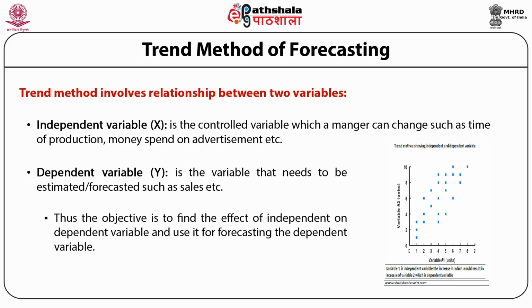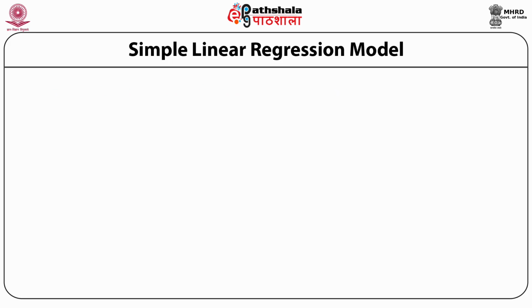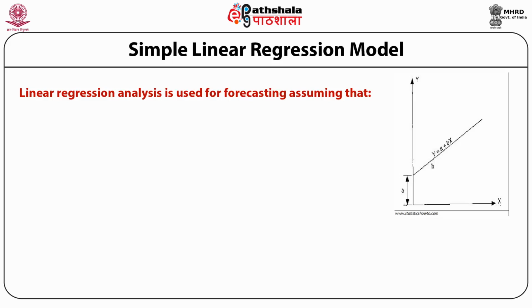Thus, the objective is to find the effect of independent on dependent variable and use it for forecasting the dependent variable. The quantitative method of forecasting a demand, which shows a trend variation, is called as simple linear regression model. The linear regression analysis is used for forecasting, assuming that firstly, the relationship between x and y is linear. Second, x, that is the independent variable, causes y, which is the dependent variable.